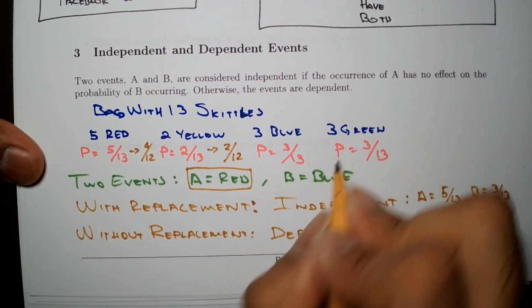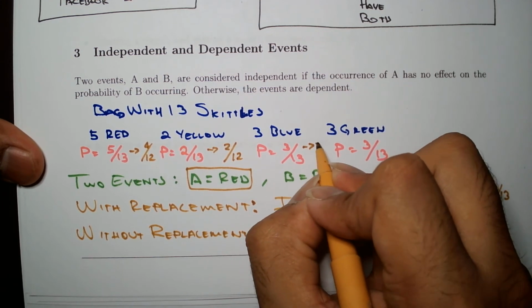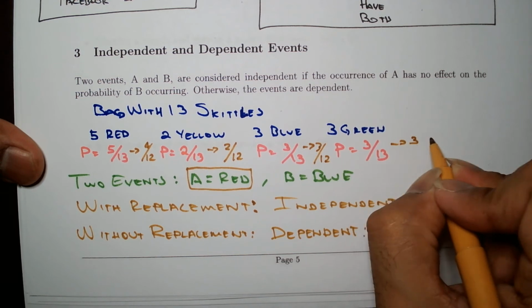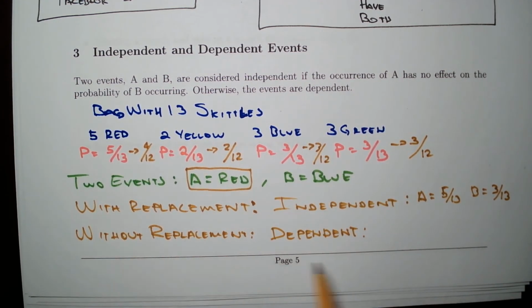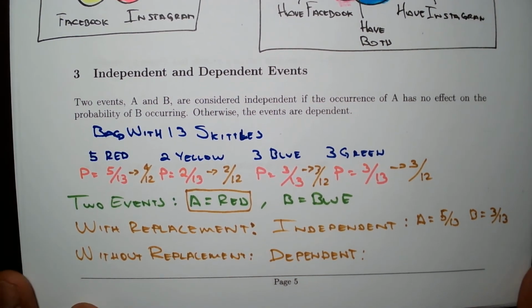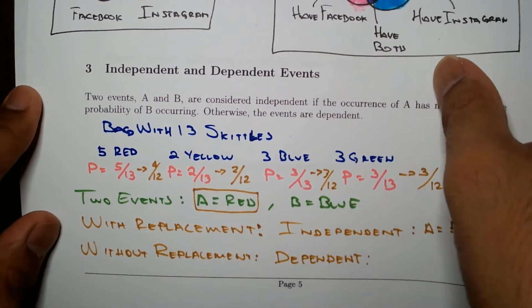We are still going to have our 3 blue Skittles, but in this case out of 12, and still our 3 green Skittles, but out of 12. We're going to get more in detail with this type of problem later in the chapter. This is only the beginning of the chapter, and in this case what we're doing is just defining the situation. So we're going to go back to this later.